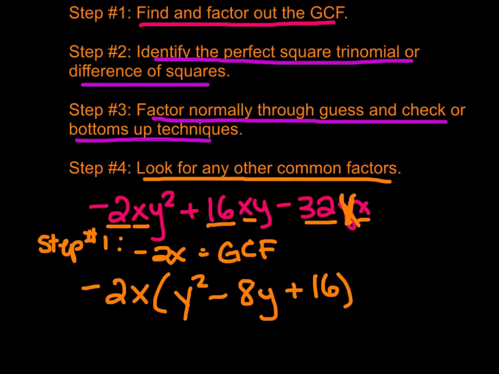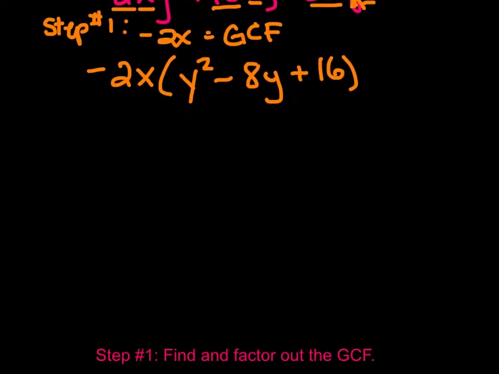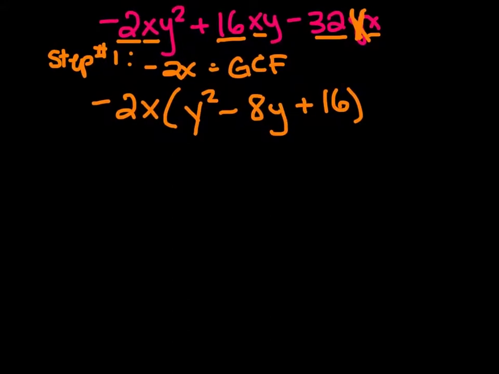You'll see on the other videos, or on the other examples, that it's not quite as bad. So now we have negative 2x times y squared minus 8y plus 16. And from our original equation, we now need to see if we can factor this. Step 2 tells us to look for perfect square trinomials or difference of squares, and it's definitely not a difference of squares, mainly because there is a middle term there. Because of that middle term, we're only looking at perfect square trinomials.